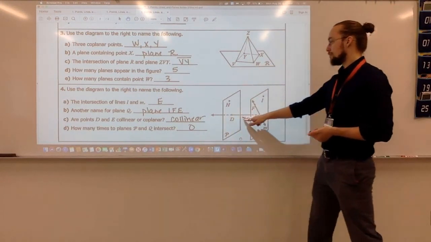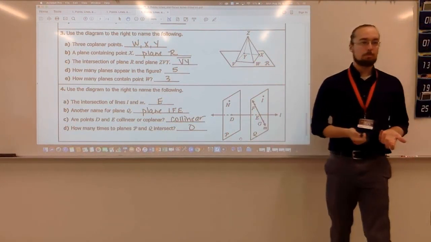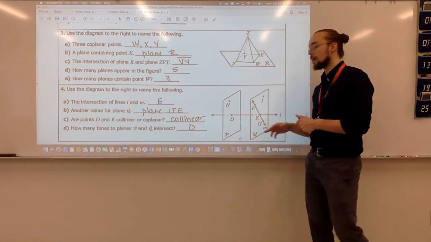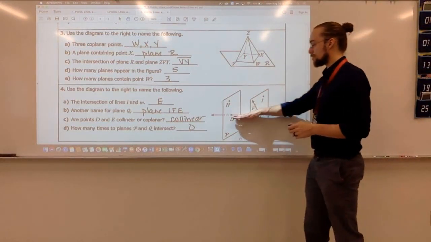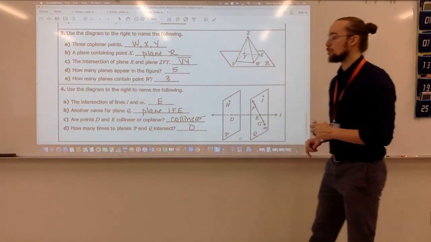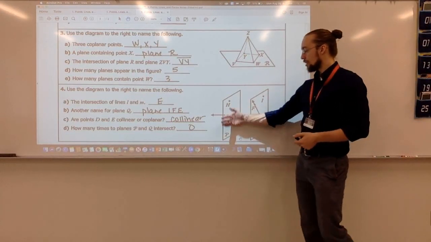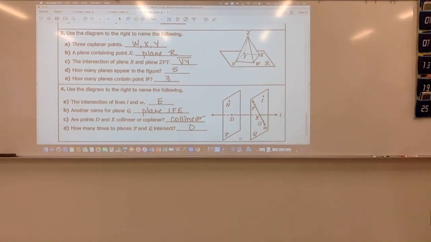Okay? Then for C, are points D and E coplanar or collinear? Technically, it would be both, right? I mean, collinear is more specific. If 2 points are on the same line, well, then we could definitely draw a plane between them. I could absolutely draw a surface between points D and E, but collinear is more specific. And how many times do the two planes intersect? Well, it appears that they're parallel. It appears that they're just going on forever, right up and down next to each other. So it looks like 0 times. Any questions?